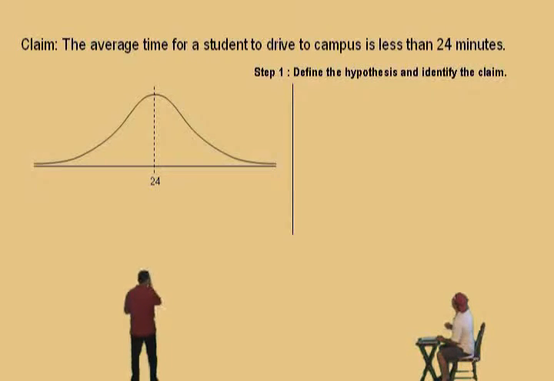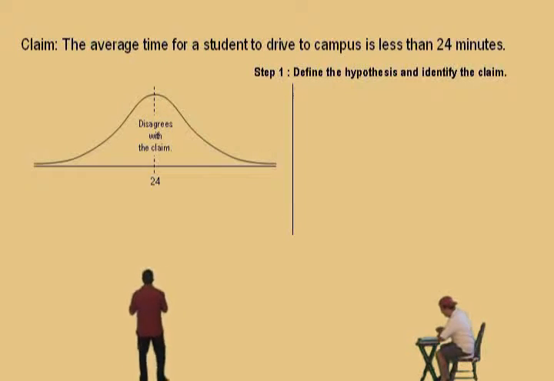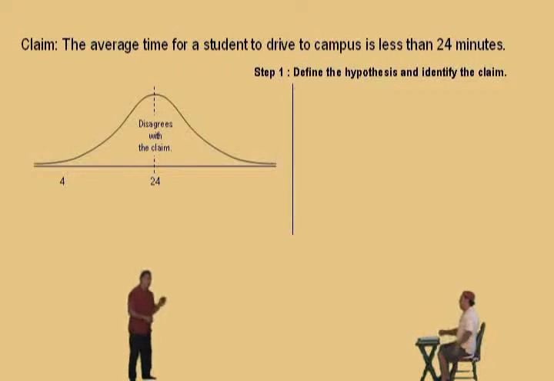Now, we're going to take our 30 data values and calculate our sample mean. Now, suppose our sample mean came out to be 24. Would that agree or disagree with the researcher's claim, Charlie? That would disagree, because he said it should be less than 24, right? Well, suppose our x bar, our sample mean, came out to be 4. Would that agree or disagree? That would agree, because that is less than 24.